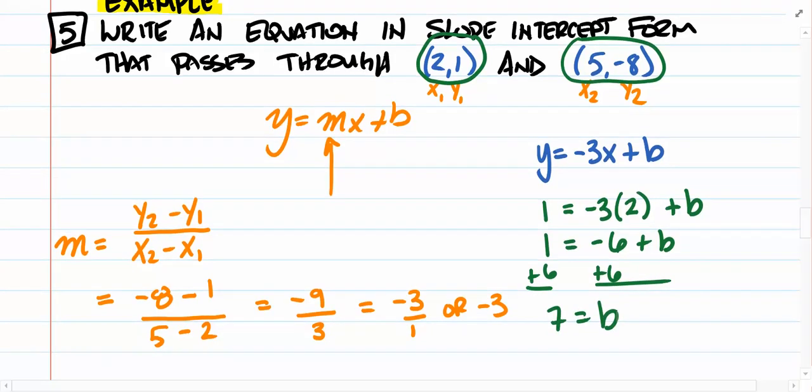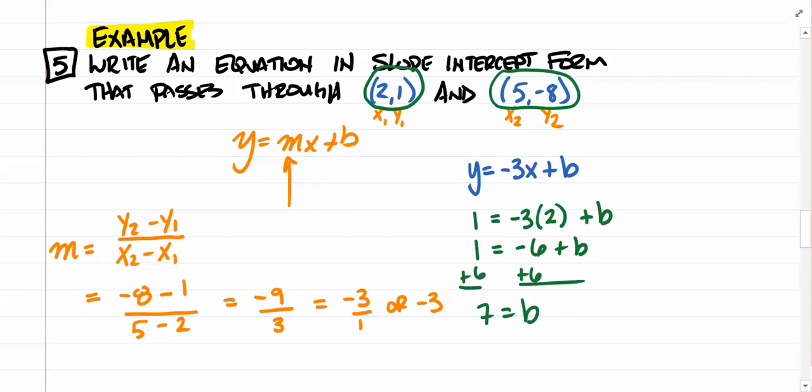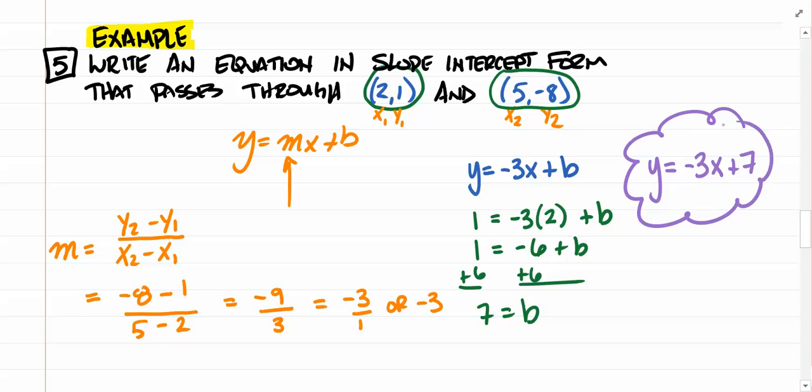Therefore, when I'm all said and done, let me shrink this down a little bit, the equation that I'm looking for is going to be y equals the slope, which we calculated as negative 3x, and the b value of plus 7. So here is the answer for example 5.